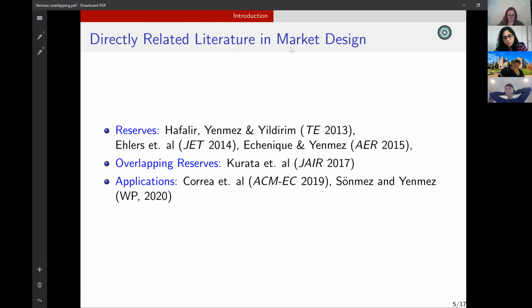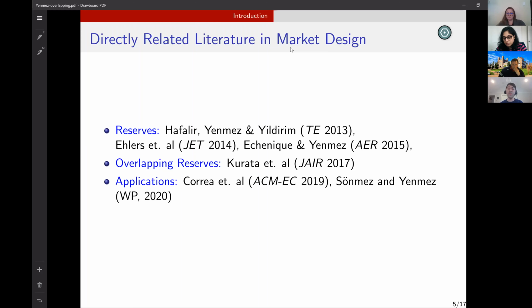So I'm not going to have too much time to discuss the related literature, just maybe a few papers that are directly related to what we do in this talk. Minimum guarantee reservations are studied in the literature by a series of papers by Echenique, Ehlers, Sayalar, Yildirim, and myself. These papers assume that the reservations are not overlapping, so each individual has at most one trait.